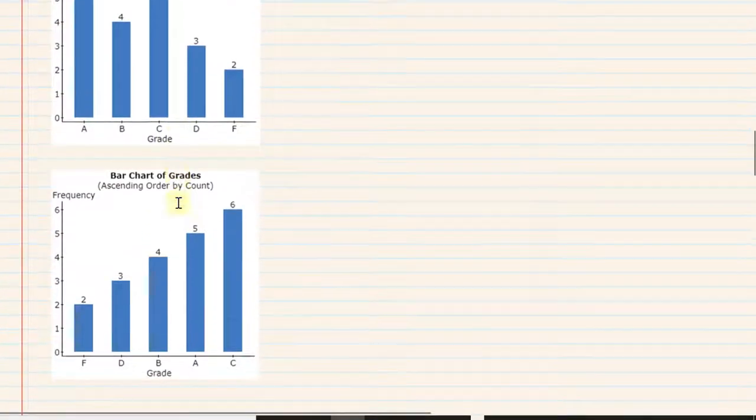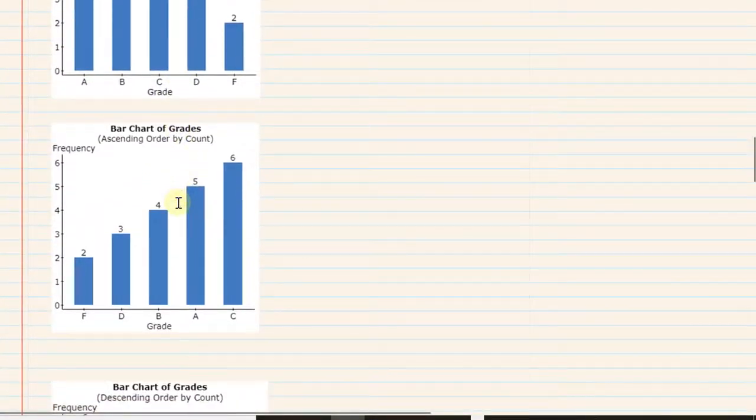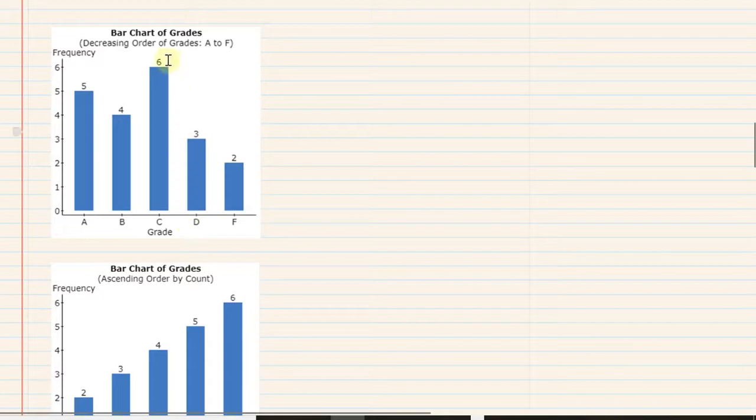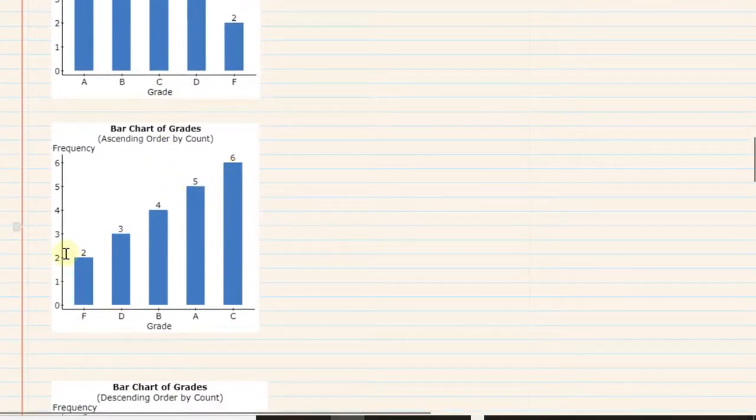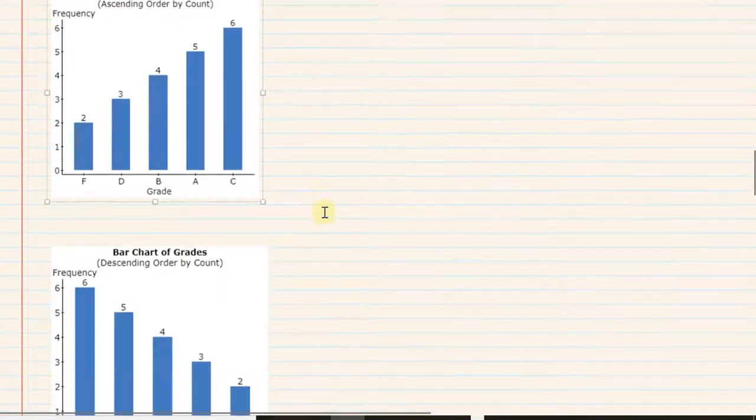Now, here's just to show you different options on how we can do our bar charts. This one is ascending order by count. 2, 3, 4, 5, 6. There you go. F, D, B, A, C. Notice when we order them by count, the order of these letter grades changes. But that's okay. The information doesn't change. If you look up here, the greatest category was the C category with 6 students in that category. Here, it gives you the same information, except you get a nice visual. You can see, just another way to present this data.